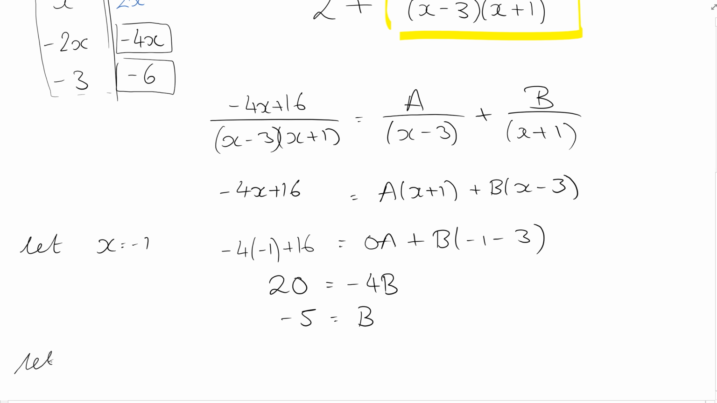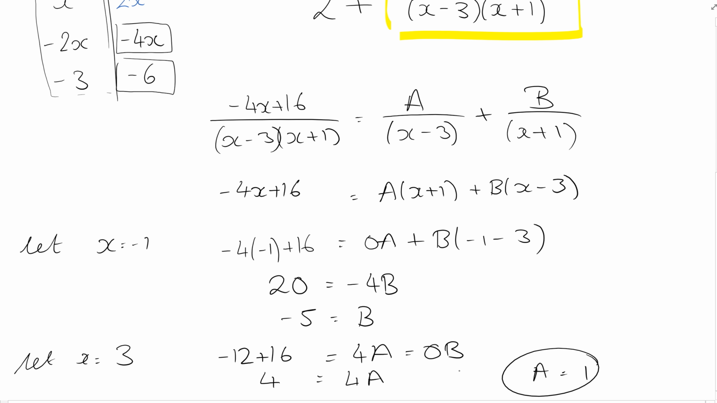And if I let x equal 3, I'm going to get minus 12 plus 16. By putting 3 into that one, the A is going to be 4A and no B's. So I've got positive 4 here and positive 4A, so therefore A must equal 1.